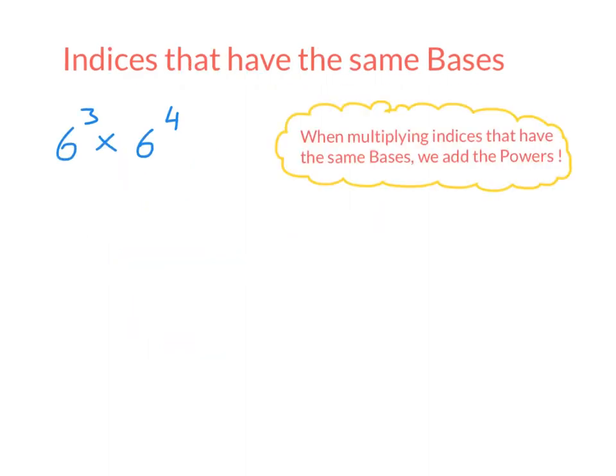When multiplying indices together that have the same base, here the base is 6, all we need to do is add the powers. So 6 cubed multiplied by 6 to the power of 4 is just 6 to the power of 3 plus 4. We add the powers. So that's going to leave us with 6 to the power of 7. And normally we leave our answer like this in index notation.